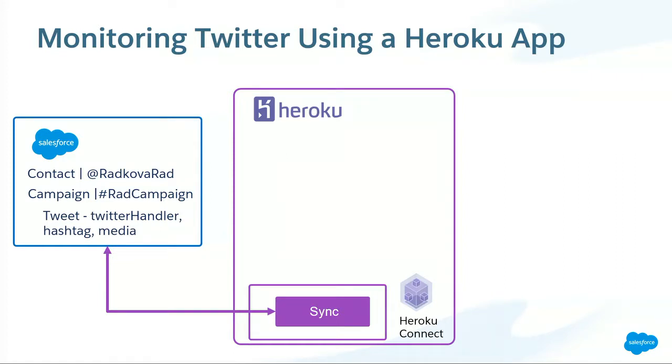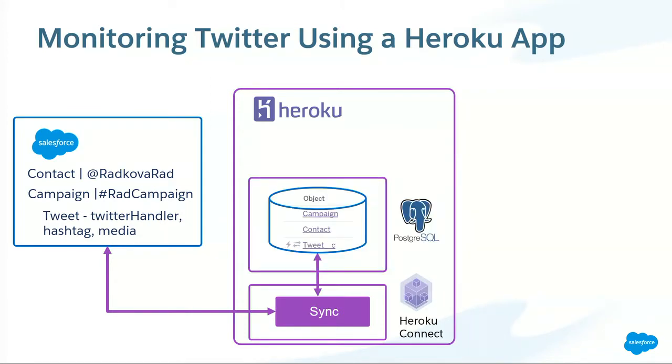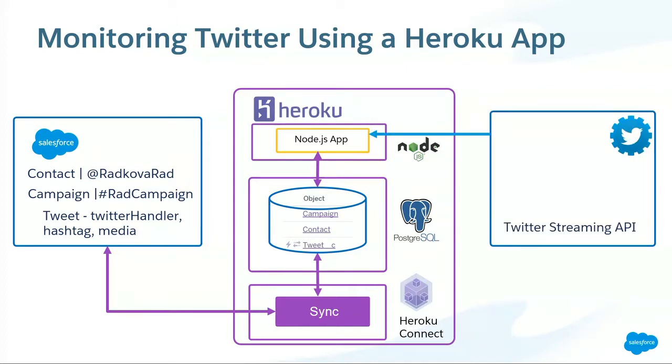I've used Heroku Connect to synchronize the data between contact, campaigns, and the tweet objects. Although this is not necessary, you don't have to use Heroku Connect or Postgres database. I've used the Heroku Connect Postgres database, and I'm using a Node.js app to get the information through Twitter Streaming API. And once a tweet comes where I'm interested in the hashtag, almost in real time, I get this data into Salesforce.